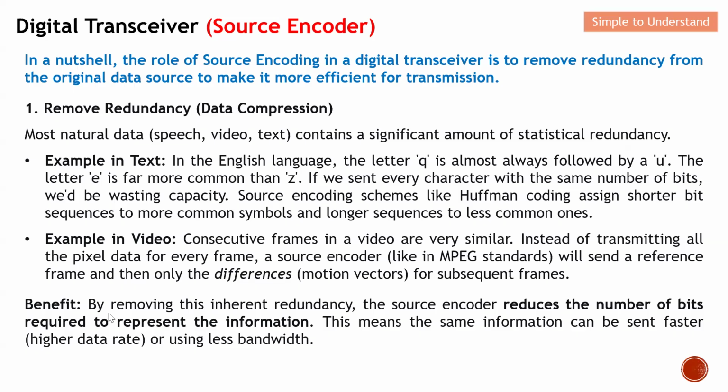What will be the benefit? When we remove the redundancy, the source encoder reduces the number of bits required to represent the information. So this simply means that the same amount of information can be sent faster and also using less bandwidth. So this is the role of the source encoder.